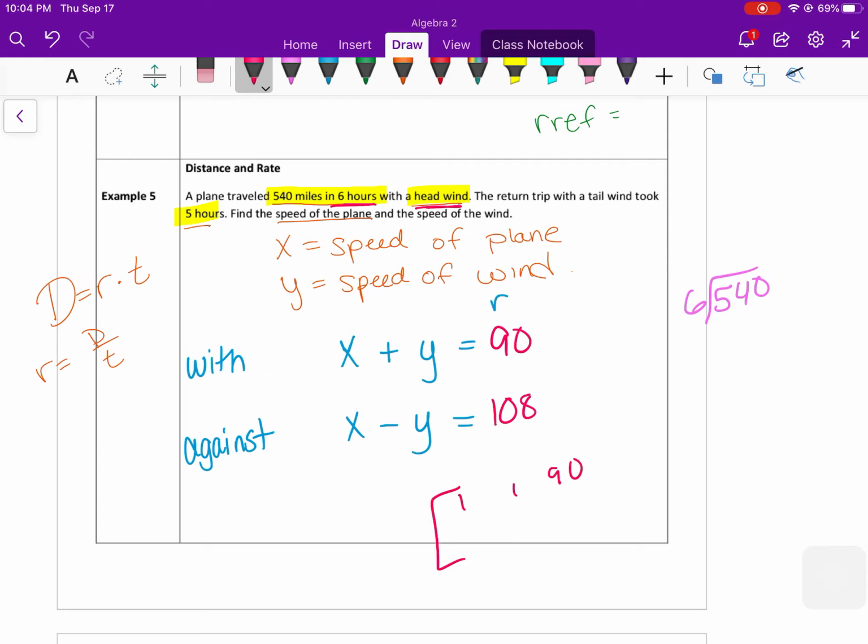Then you could set it up. It would be 1, 1, 90, and then 1, negative 1, 108. If you solve that for x and y using the matrix, you will find what the speed of the plane is and then what the speed of the wind is.